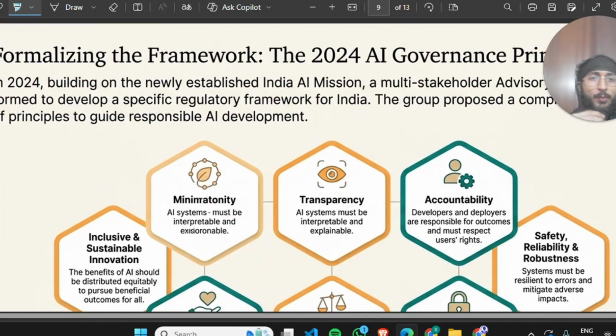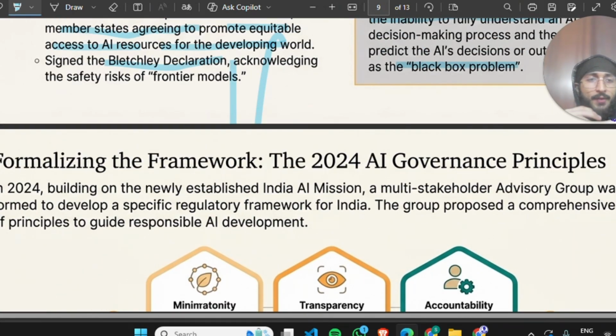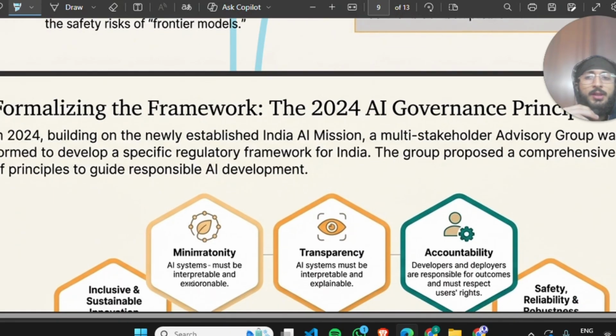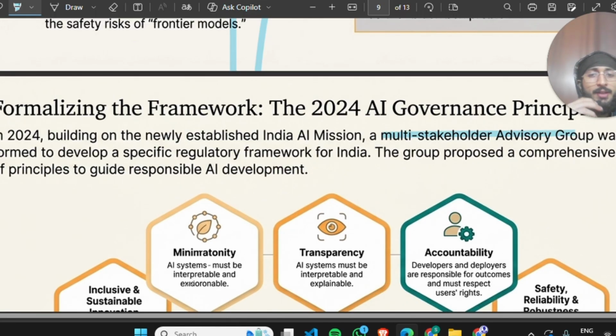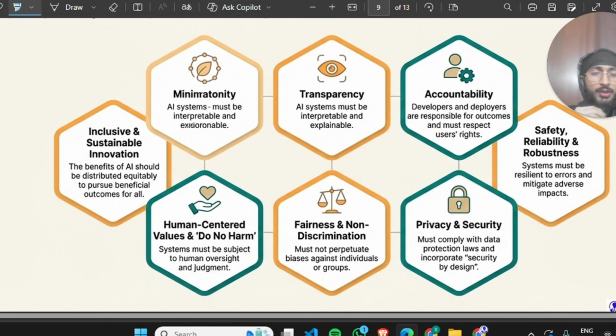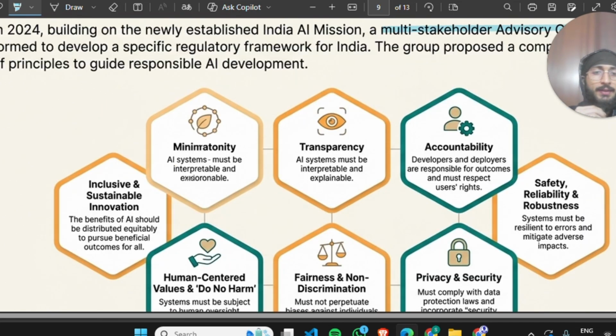Now, formalizing the framework. So, the 2024 AI governance principles. In 2024, building on the newly established India AI mission, a multi stakeholder advisory group was formed to develop a specific regulatory framework for India. The group proposed a comprehensive set of principles to guide responsible AI development. So, we have basically a chart or a mind map that you can see like this.